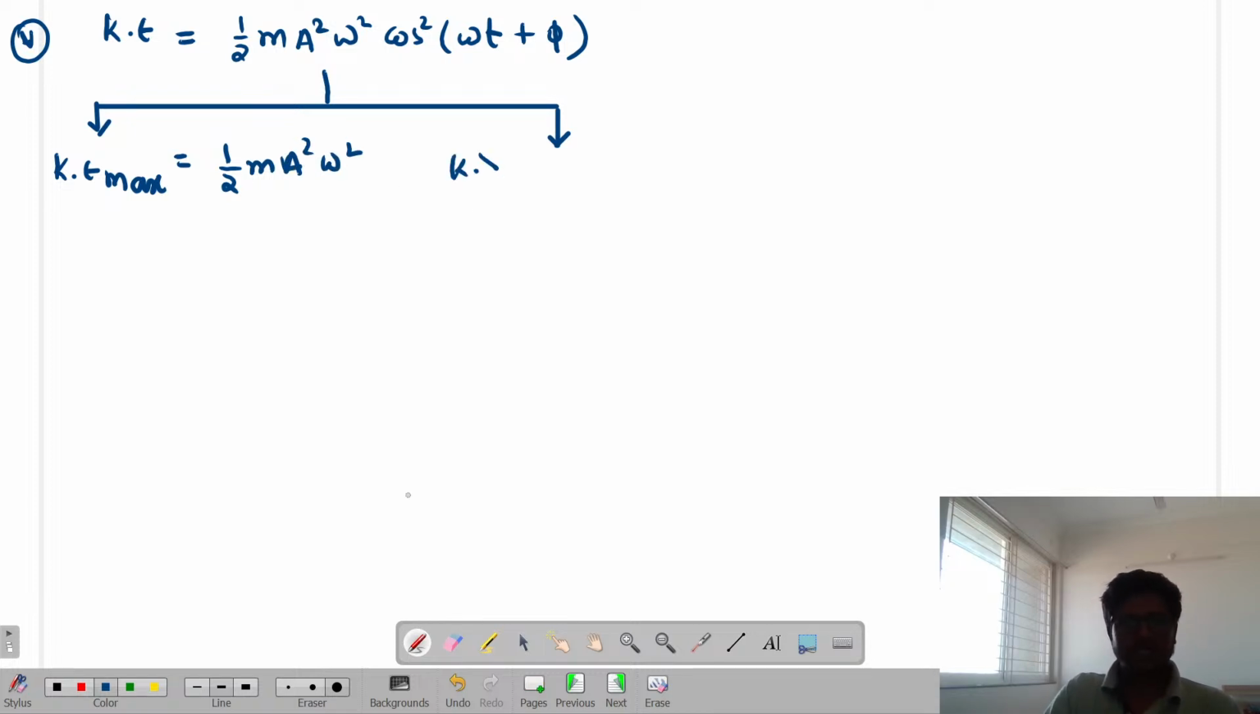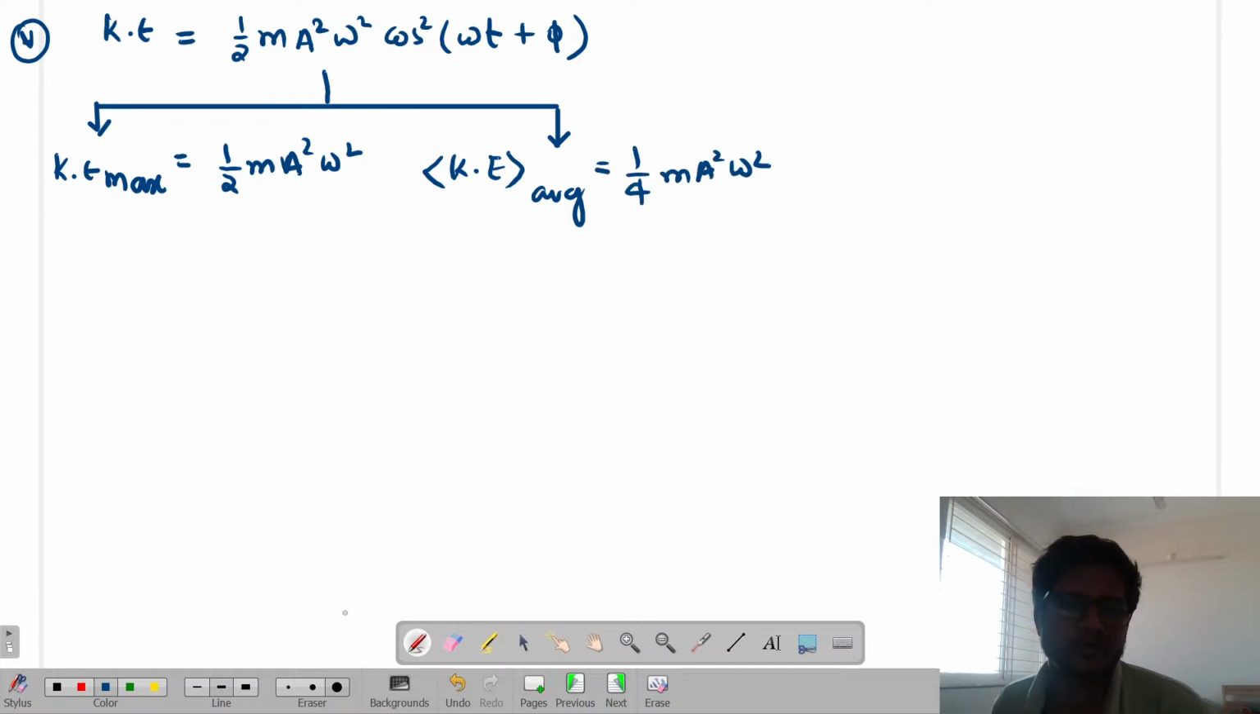And another thing is the kinetic energy average value. Which value? Average. That is 1 by 4 of m a square omega square. Are you able to get me or not? We will get to know how this average value comes. It is a whole process of integration that we will not waste our time doing over here. Is that clear or not?